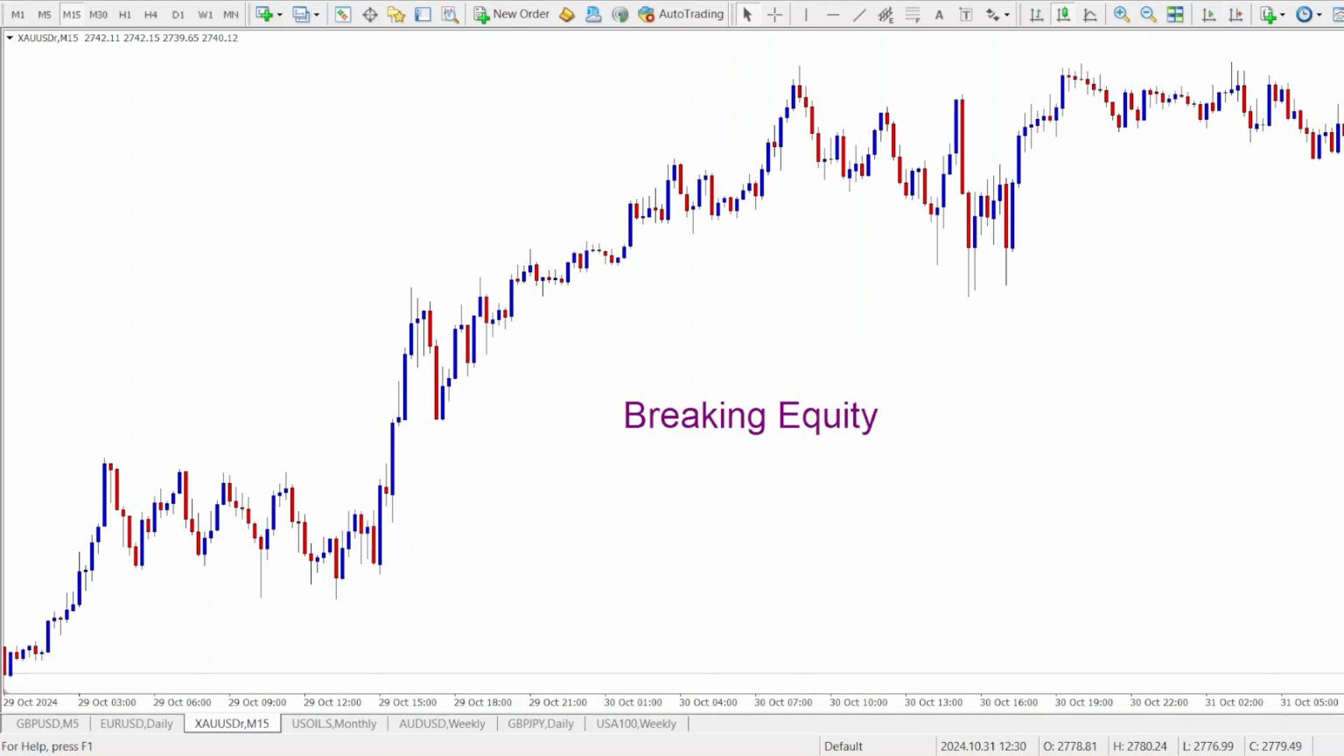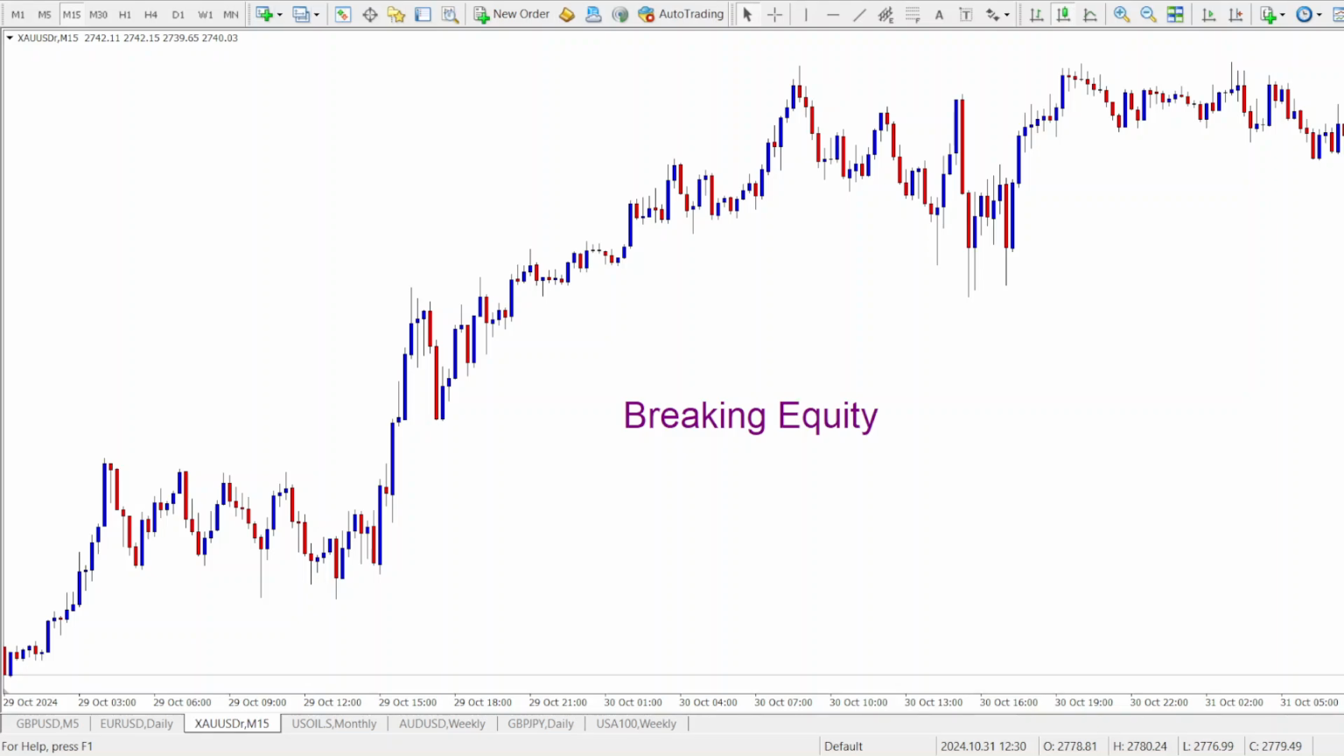Now, it's not just only about that. There is also a very important need to understand the psychological aspects of equity management. Managing your equity isn't just about strategies and numbers, right? It's also about your psychology as a trader. Trader psychology is very important to know. If you want to be a successful trader, it's important that you understand the psychological aspects of trading.